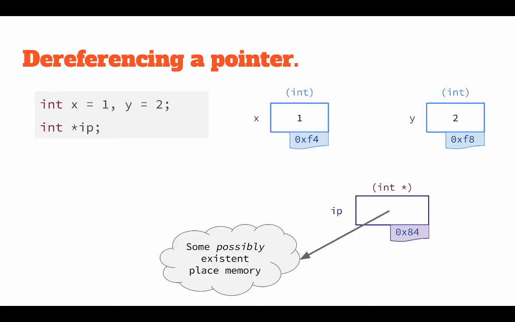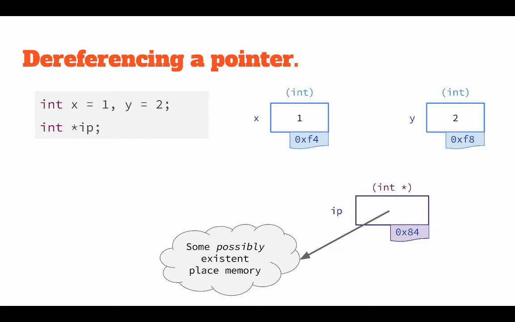Finally, let's look at another example. If we have an integer x equals 1 and another integer y equals 2, those are both stored in memory at some arbitrary addresses, and then we want to set up a pointer that points to an integer. So it's going to eventually point to either x or y.